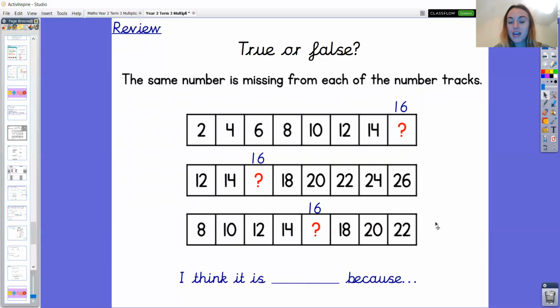Brilliant. You may also take this opportunity to practice counting in your multiples of 2. So let's have a practice and count in our 2s, focusing on the last number track. Okay, so we're going to start at number 8. Are you ready? 8, 10, 12, 14, 16, 18, 20, 22. Well done, Year 2. Brilliant.